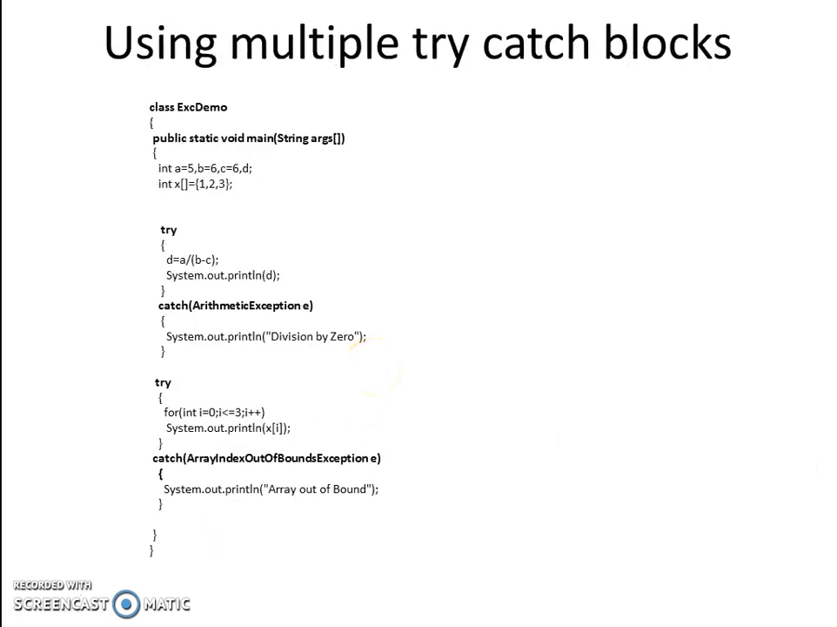Next, in this program, we are using multiple try-catch blocks. Here, this statement may cause an arithmetic exception, which we are catching through the ArithmeticException. Now, if we see this code, it may cause an array index out of bounds exception, so we have used the appropriate catch block. So we can use any number of try-catch blocks in our program.